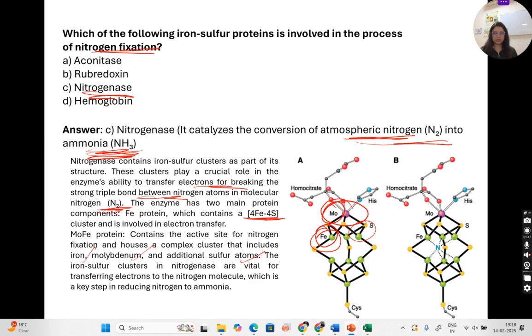I hope this is clear for iron sulfur proteins. A question could also be: what is the function of iron sulfur proteins? So we can say that iron sulfur proteins have the function of electron transfer.